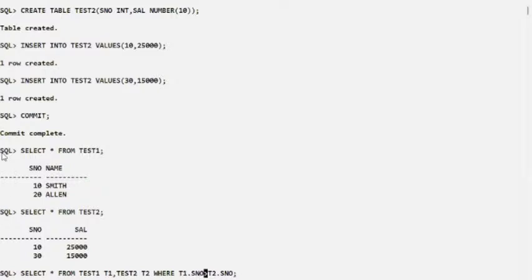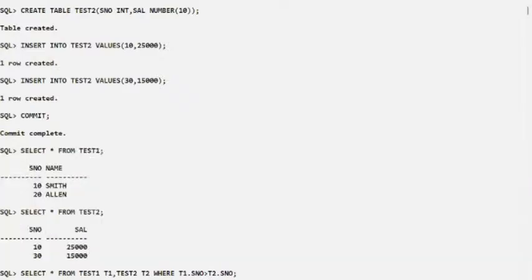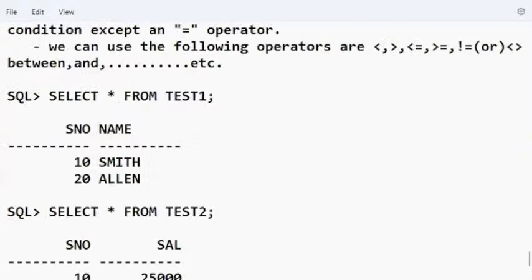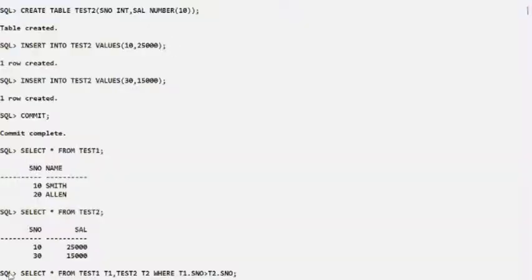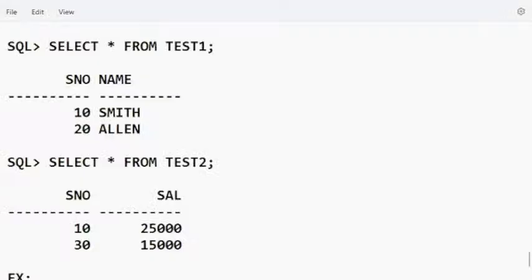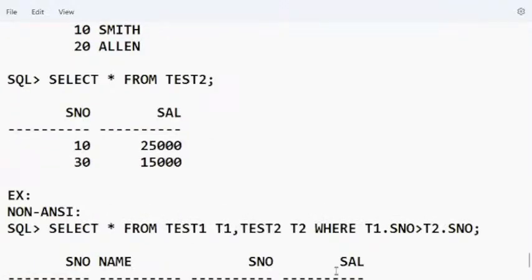Now below, that is a sample table for your practice. Here I will take a small example on this. What is my query here? This is which format? Non-ANSI.